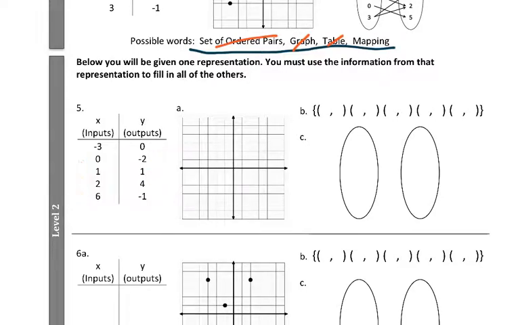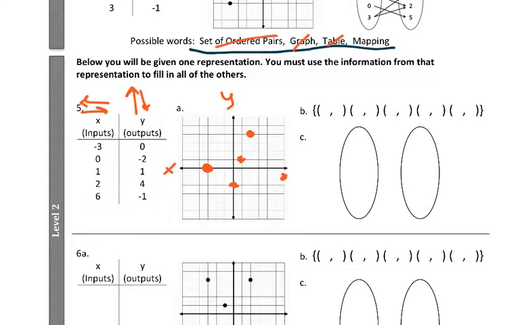So let's go ahead and find the ordered pairs. If I'm going to map negative 3, 0, remember your x values always tell you left and right. Your y values tell you up and down, because that's our x-axis, there's our y-axis. So negative 3, 0 is the point right here. 0, negative 2 means I go over 0 and down 2. 1, 1 means I go over 1, up 1. 2, 4 means I go over 2 and up 4. And 6, negative 1 means I go over 6 and down 1, which is right there.